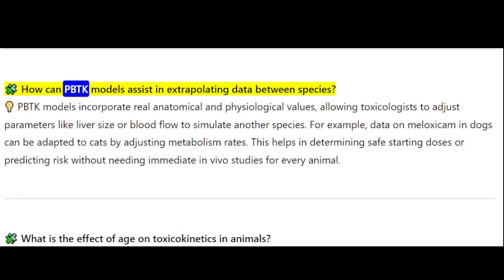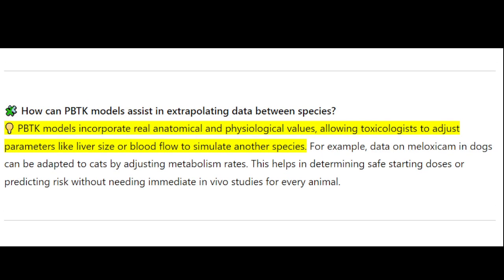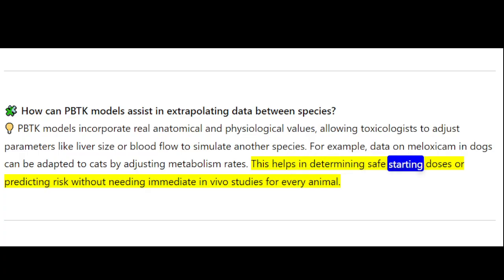How can PBTK models assist in extrapolating data between species? PBTK models incorporate real anatomical and physiological values, allowing toxicologists to adjust parameters like liver size or blood flow to simulate another species. For example, data on meloxicam in dogs can be adapted to cats by adjusting metabolism rates. This helps in determining safe starting doses or predicting risk without needing immediate in vivo studies for every animal.